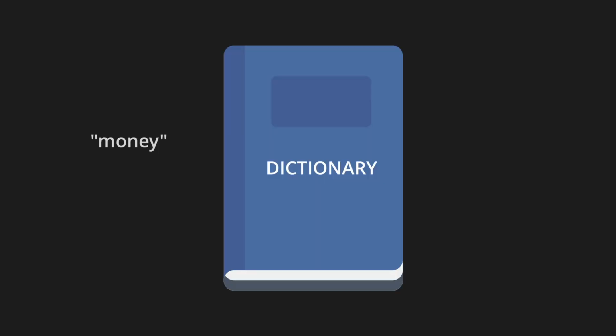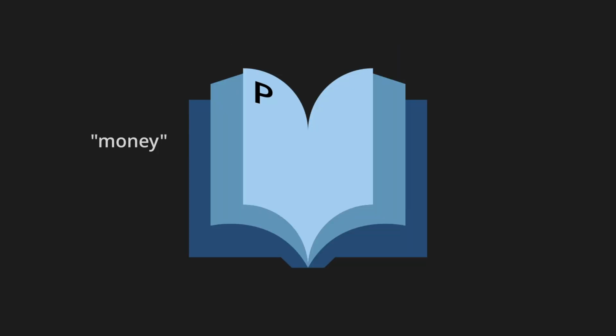Let us understand binary search with a real-world example. Suppose you are searching for the word money in a dictionary. You will not start from the first page and check every word, because the dictionary is sorted alphabetically. So what do we usually do? We open somewhere in the middle.